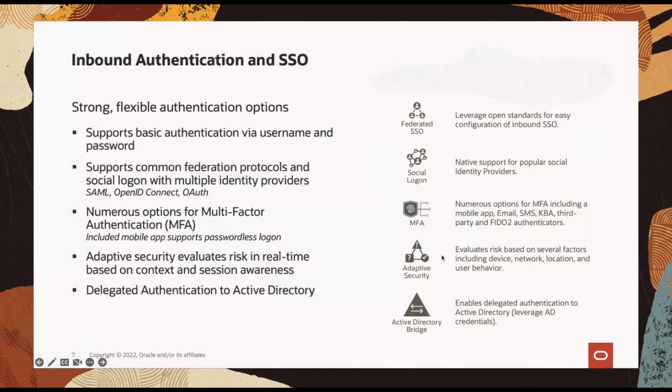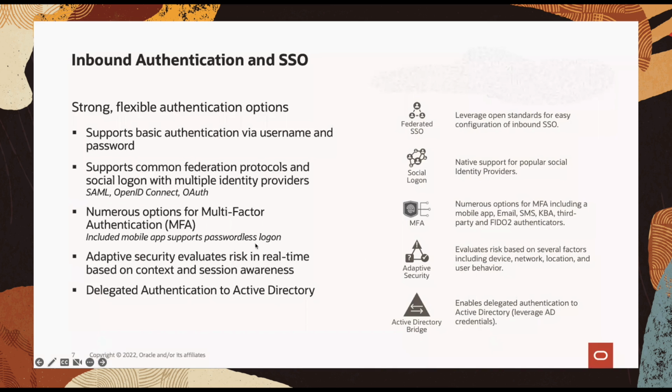Okay, now we understood the overview of the core capabilities of the IAM. Let's go in depth and understand each of the key capabilities of the IAM. The first is inbound authentication and SSO. There are several ways you can log on to the OCI IAM. One is basic authentication using the username and password. You can be treated as a local user in the IAM, and you can log in with the local username and password.